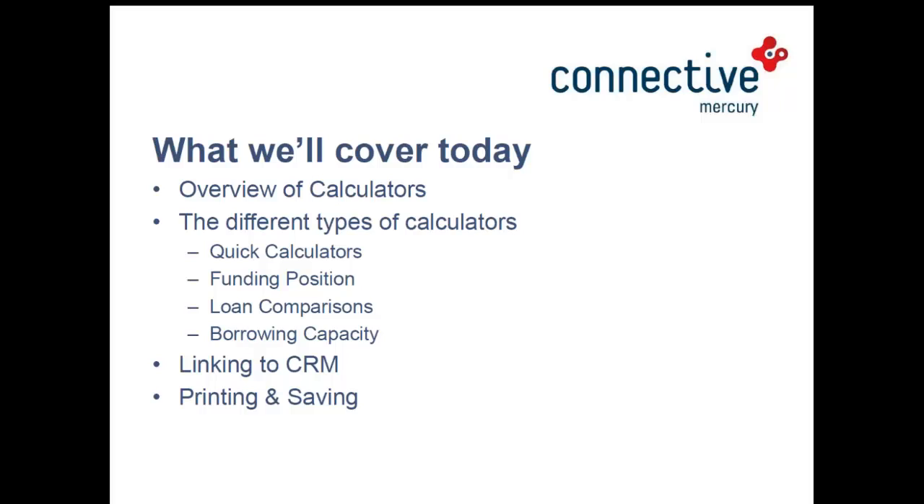These are the three calculators that you will generally use to actually inform a decision on a product and a lender for a client. So you'll run a series of these calculators to find out the best product for your client and how much your client needs to borrow and so on. We'll show you how to link the calculators into a CRM record, so into an opportunity, and I'll also show you how to print off a report on the calculators and save them into Mercury and so on.